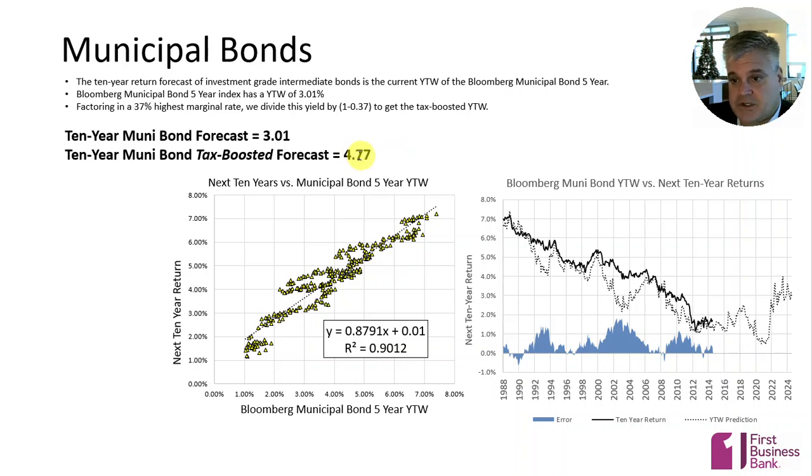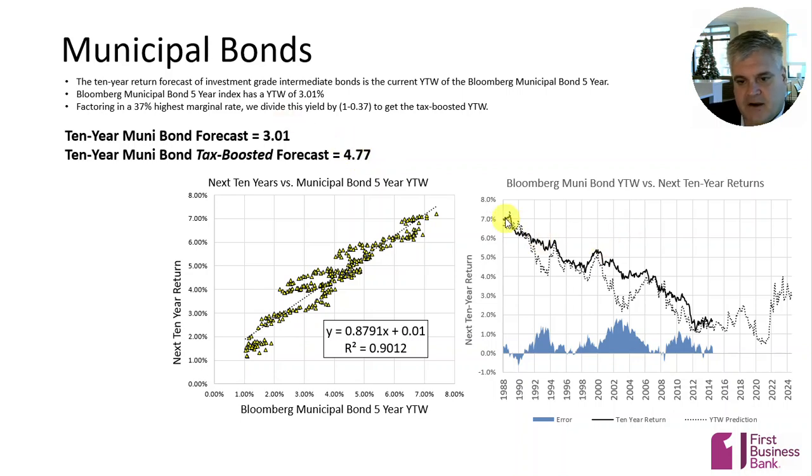So when we're determining taxable clients and we're saying, should we invest in munis or should we invest in taxable bonds, really we're looking more at that 4.77 on an apples to apples basis, which factors in the highest marginal tax rate. Typically the people that invest in munis are in the higher tax brackets.